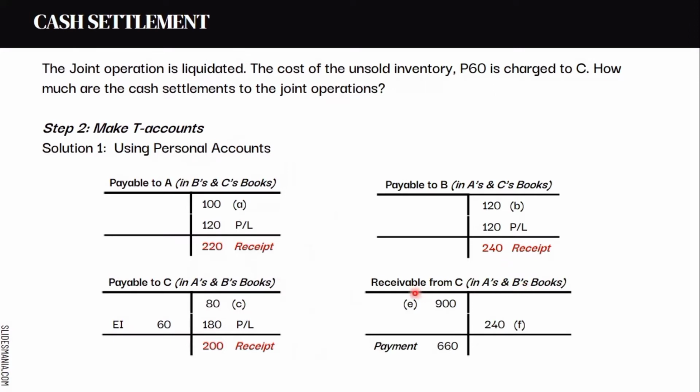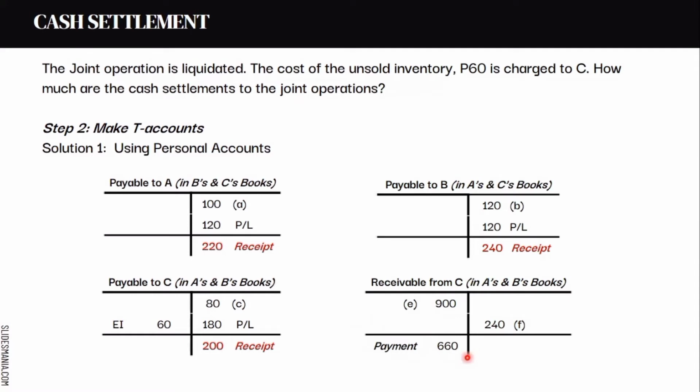Next is receivable from C. So, we debited 900 pesos. That is what was sold earlier. That is the sales. And then, credit 240 for expenses, because by paying expenses out of JO cash, C's cash accountability is reduced. So the amount to be received by the joint operators was reduced. 900 minus 240, there is a payment of 660.